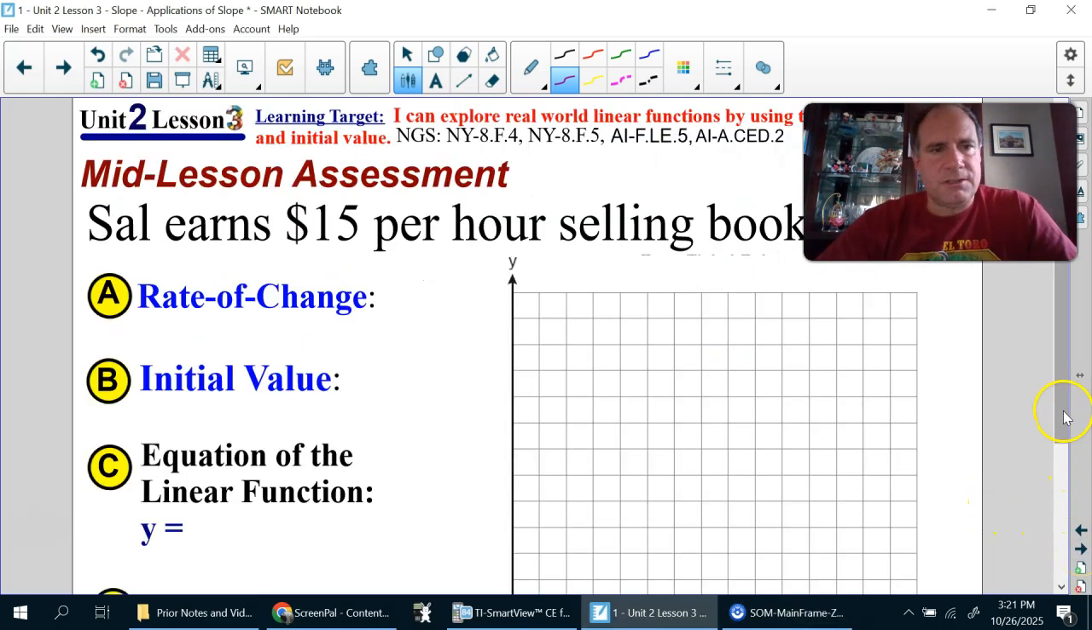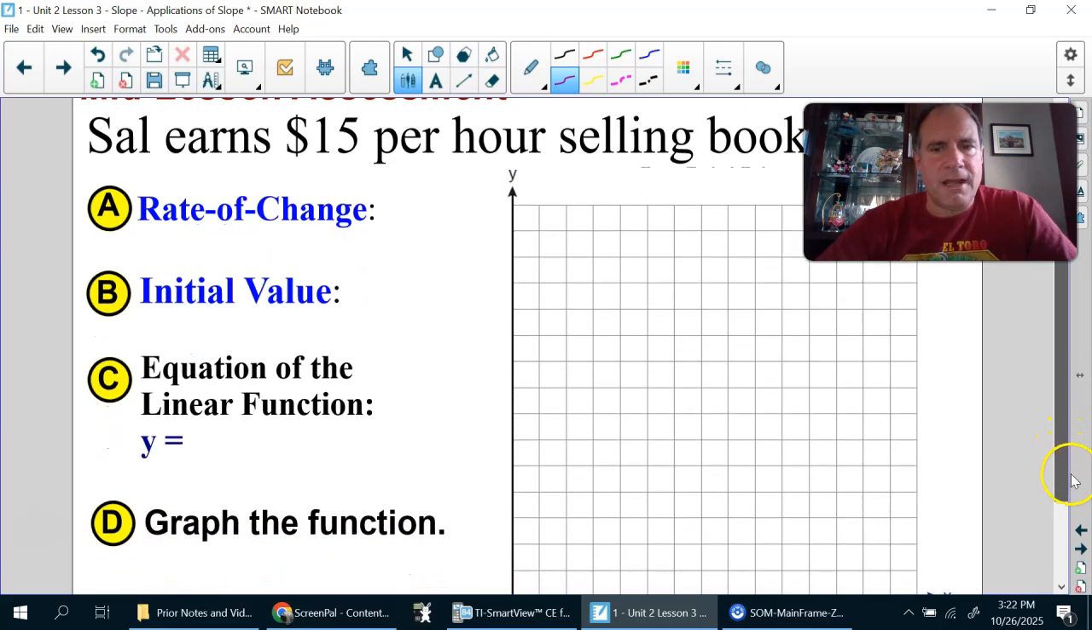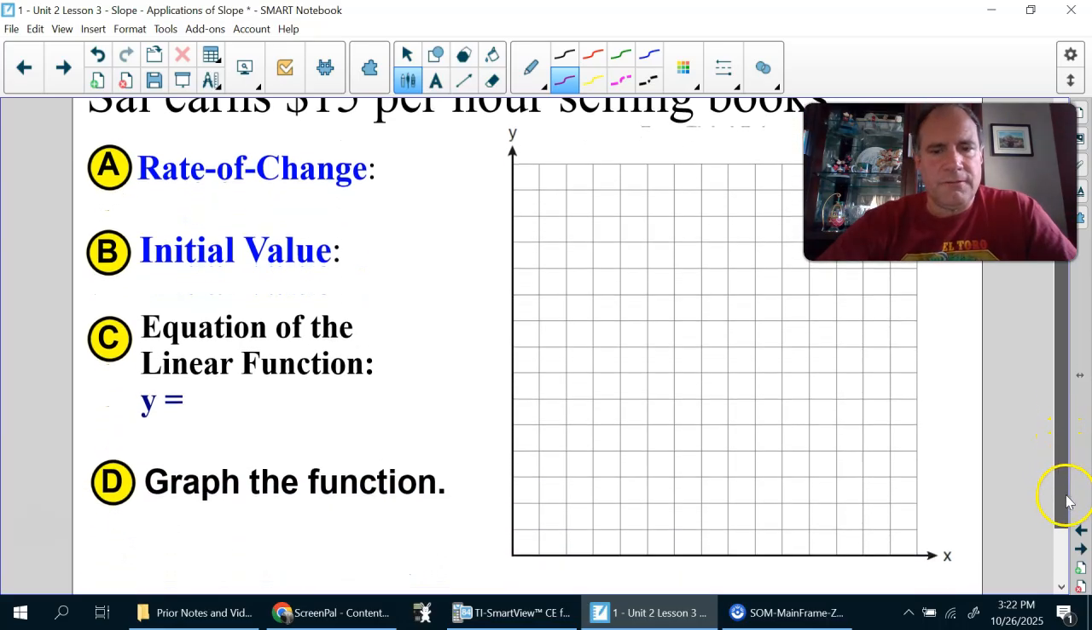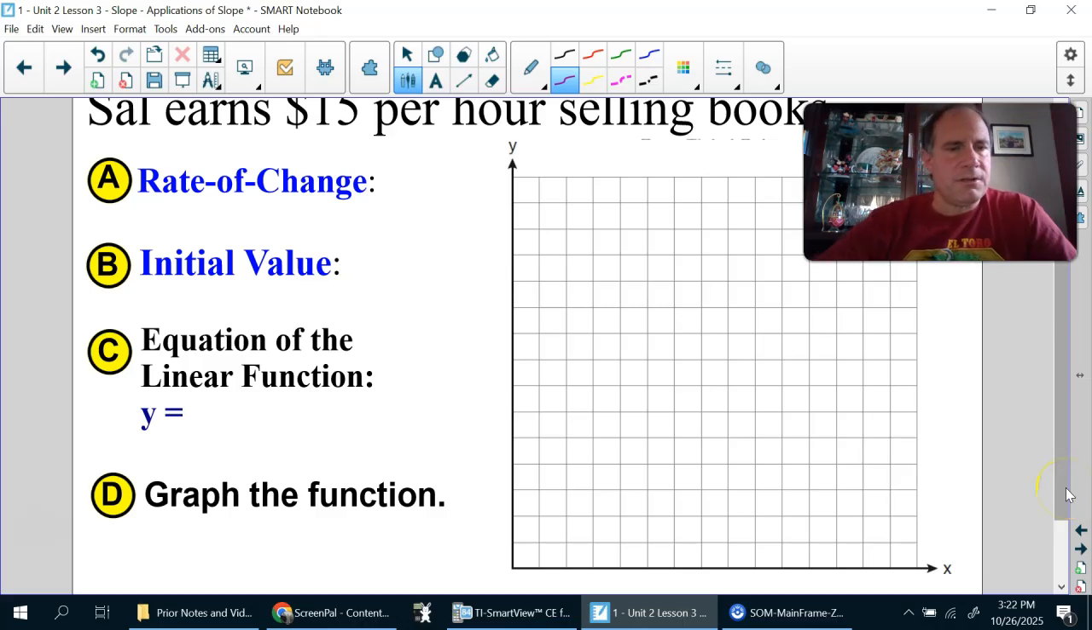Okay, so Sal earns $15 per hour selling books, $15 per hour. So we're going to put everything here first. We're talking about dollars.